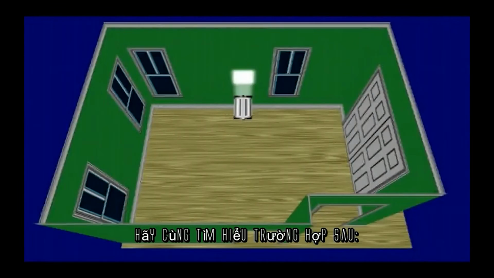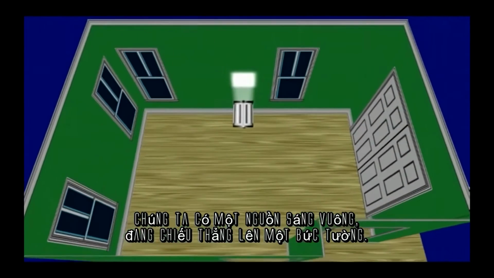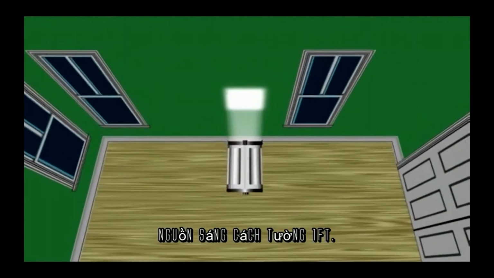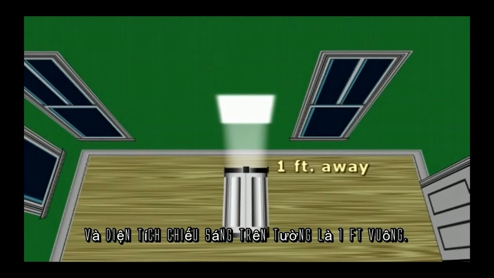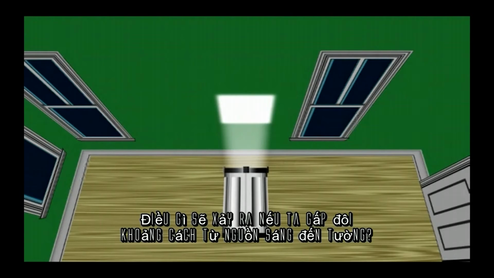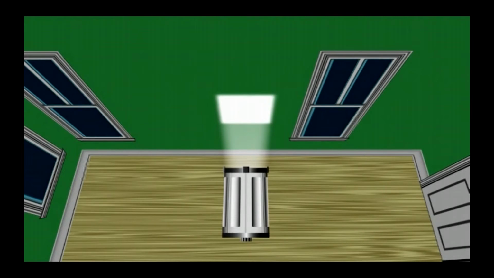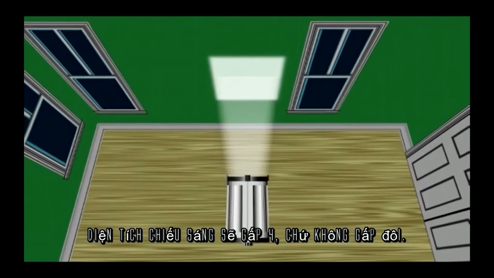So let's examine the situation where we have a square light source and it's broadcasting its light onto a wall. And say a light is 1 foot away from the wall and the amount of area it's lighting up is 1 square foot. That's just how the light spreads. It lights up 1 square foot. What will happen if I double the distance to the wall? Let's move that light source to where it's twice as far away. What happens to what gets lit up?